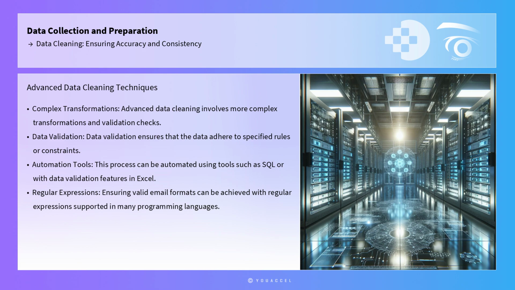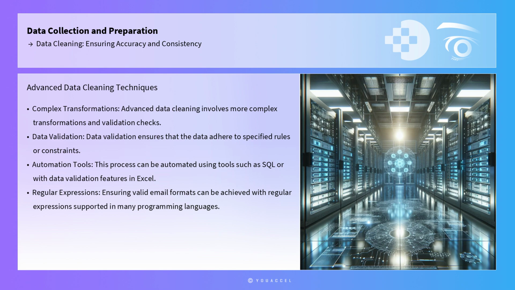This process can be automated using tools such as SQL, which allows users to enforce constraints on data entries, or with data validation features in Excel that restrict the type of data that can be entered into a cell. For example, ensuring that a column meant for email addresses contains only valid email formats can be achieved with regular expressions, which are supported in many programming languages and data processing tools.